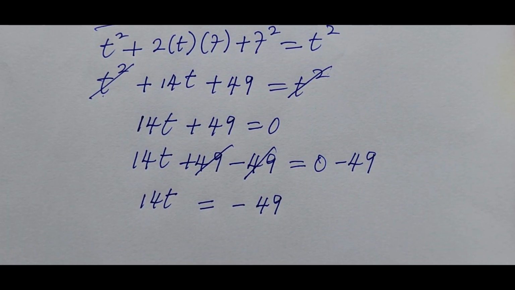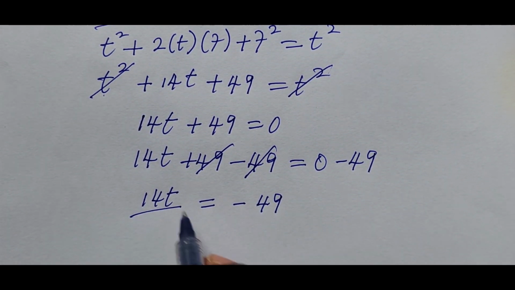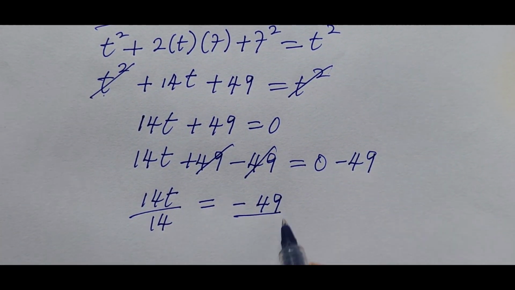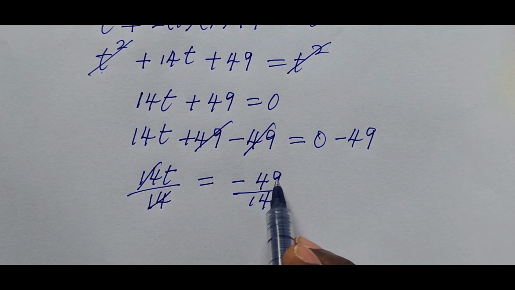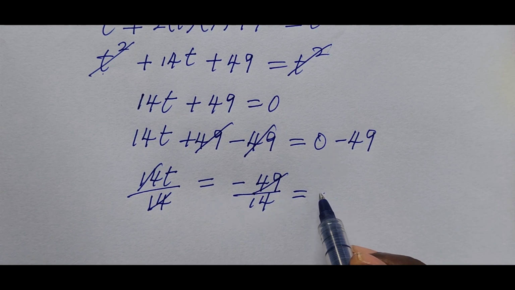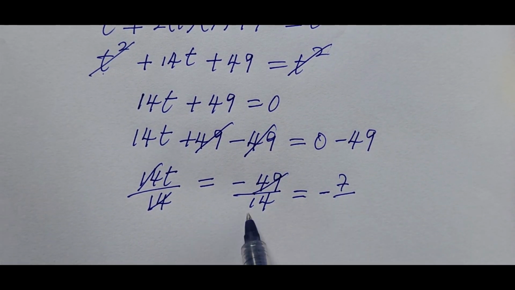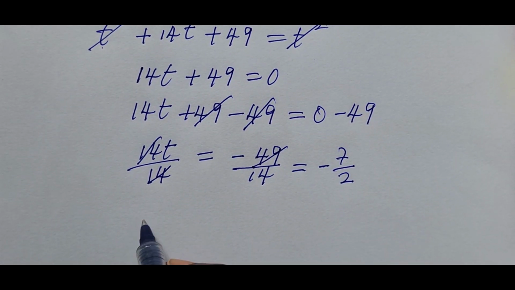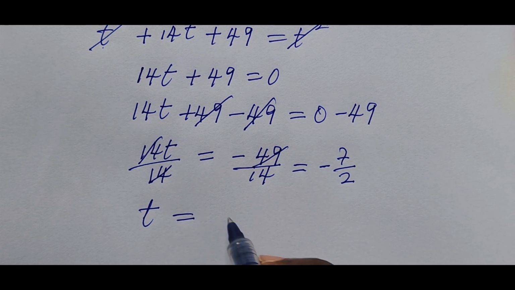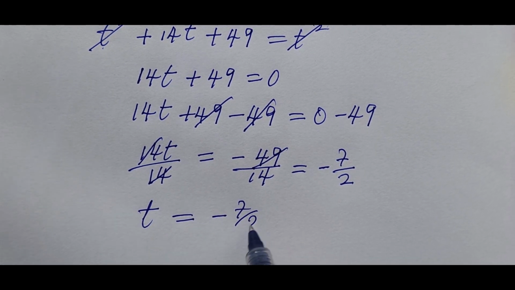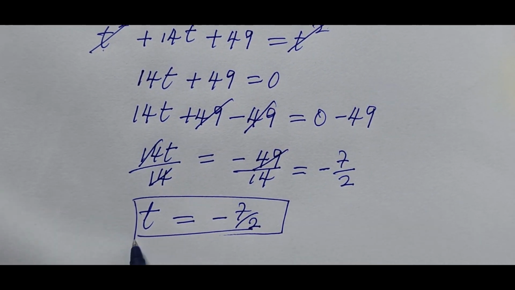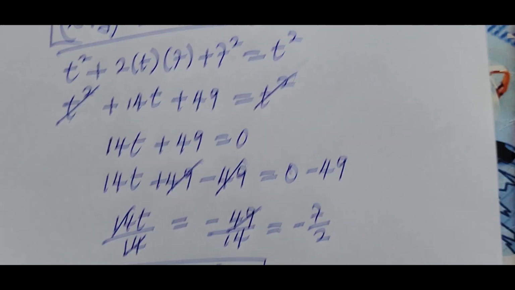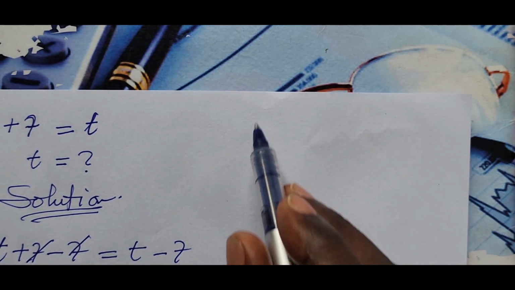We are looking for t. So if we divide through by 14, we equally divide this side by 14. So this will leave. So 7 here will give us minus 7 all over, and 7 here will give us 2. So we're going to have t is equal to minus 7 all over 2. But here we'll do a simple check if this answer will actually satisfy the original equation.